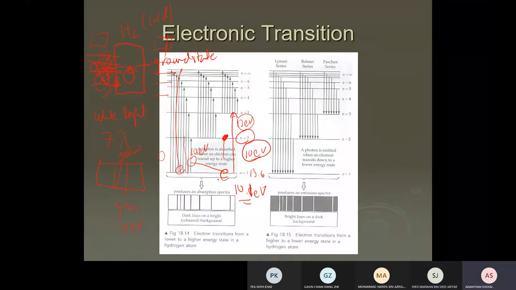According to quantum theory, the electron won't take the 10.1 eV. The electron only takes the energy just required to jump to the next state. If the energy required is 10 eV, it only takes a photon with 10 eV. 10.1 it won't take, 10.2 it won't take. It only takes 10 eV to go to level 2.